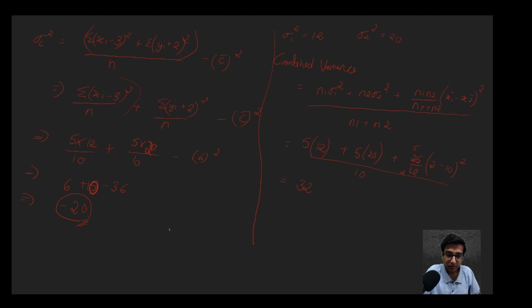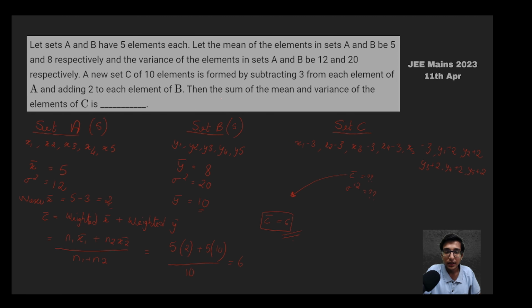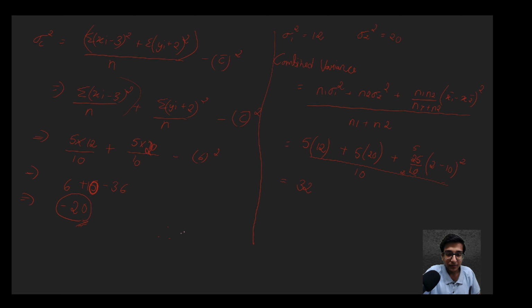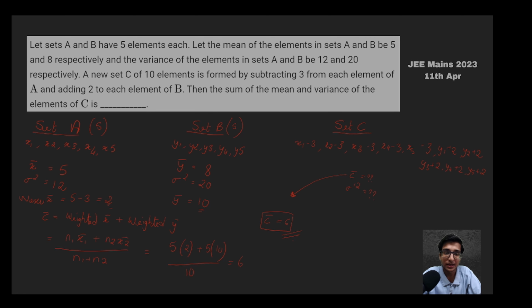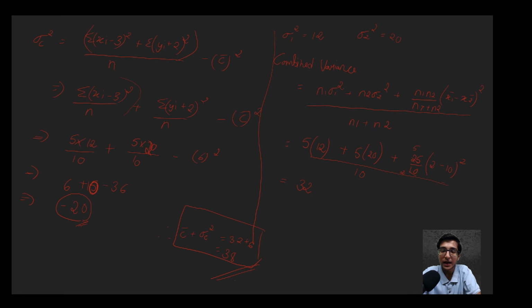So therefore, what was asked to us in the question? The sum of mean and variance of elements of C. That means we had to find out mean plus sigma C square, 32 plus 6, and this would give us 38. And we've got the answer. Again, a lengthy question. It did not have many concepts to use here. Only thing is, if you had remembered the formula for combined variance and remembered this concept that variance can never be negative, you would have solved this question.